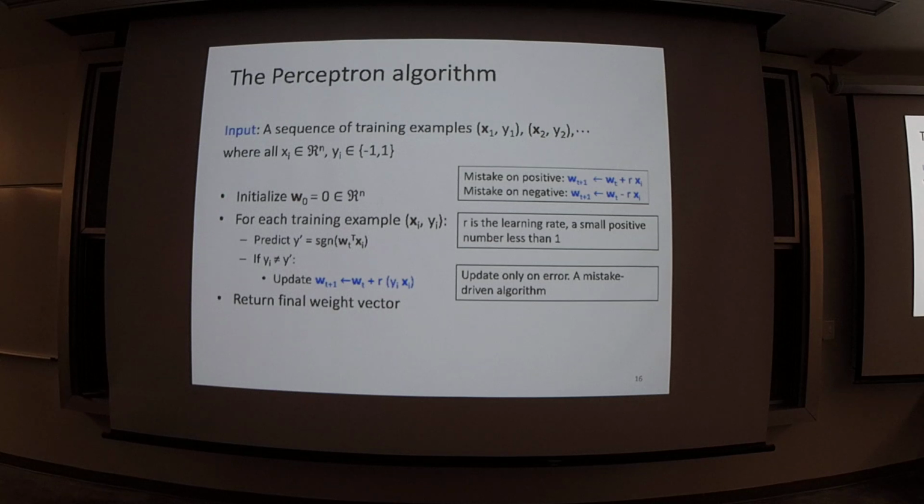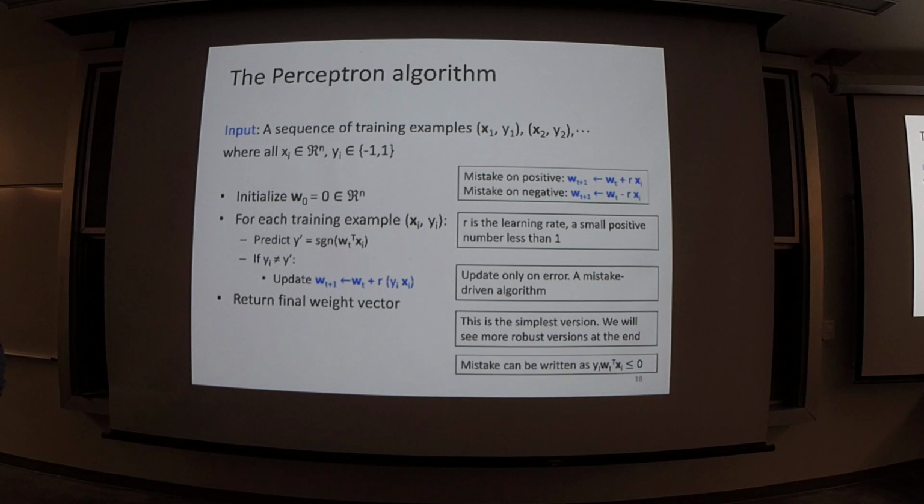And from the whole algorithmic framework, we can see that the perceptron algorithm is essentially a mistake-driven algorithm, because the updates are only performed on errors. If you make correct predictions on examples, you never need to update the model. You only update the model when you make wrong predictions. So this is the simplest version, and later we'll see a more robust version.